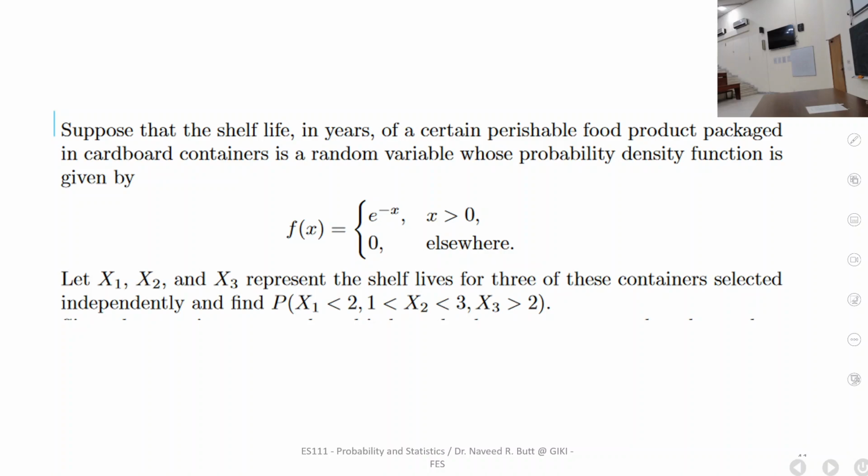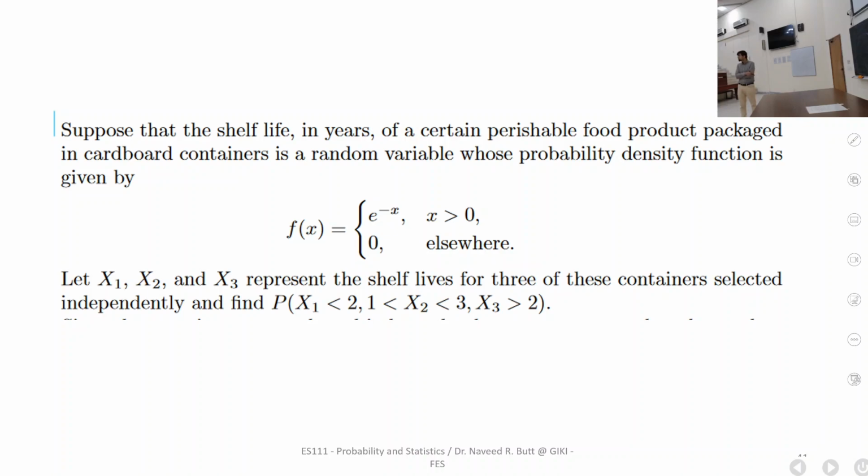So this is another problem. Select and find the probability that x1 is less than 2, x2 is between 1 and 3, and x3 is greater than 2. So I'll let you read the question and then tell me if it makes sense to you. What do we have to do in this? What are you given?